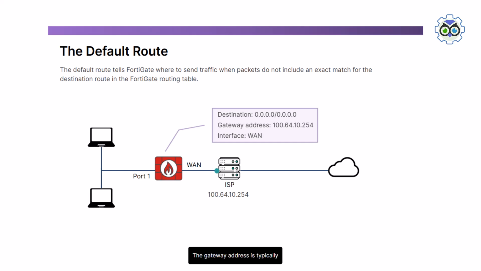0.0.0.0. The gateway address is typically the address of another router, either a device in your network that is between FortiGate and the network edge, or part of your ISP network if FortiGate is located on the network edge. Finally, the interface is the FortiGate port that connects to that router, typically the WAN interface.